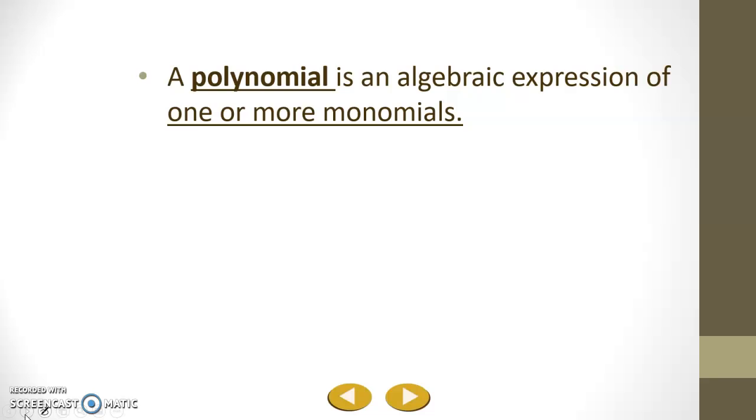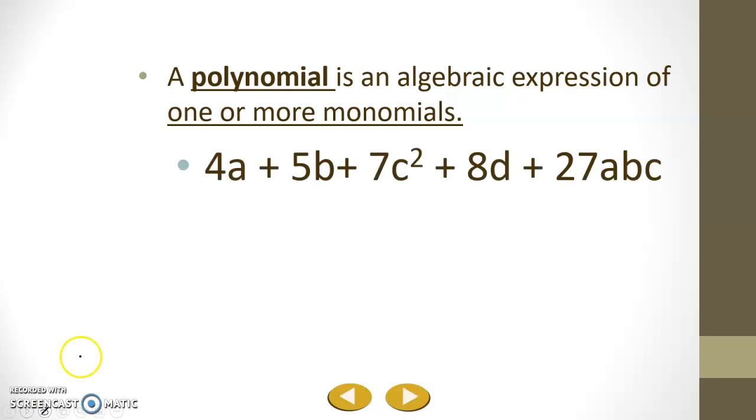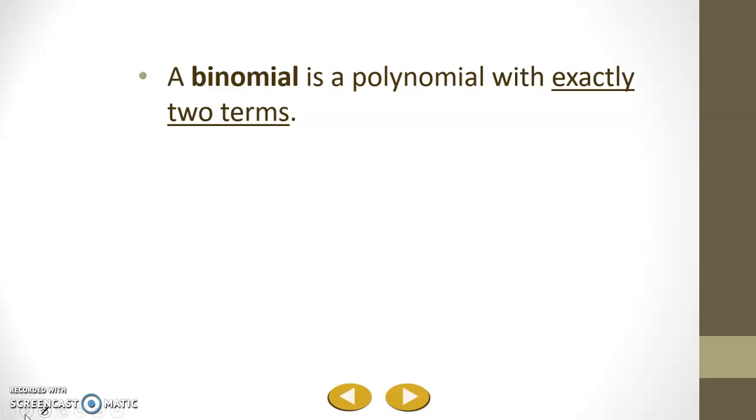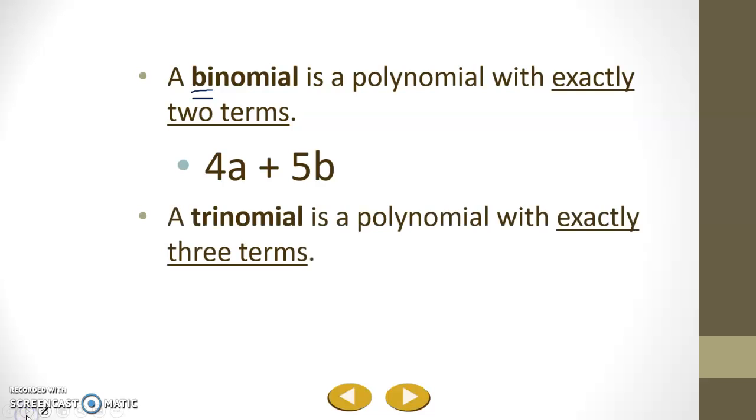A polynomial is an algebraic expression of one or more monomials. So we have all these monomials, put them together, and we have a polynomial. A binomial is a polynomial with exactly two terms. You should be familiar with the root bi, which means two, like in bicycle with two wheels. So 4a plus 5b is a great example of a binomial.